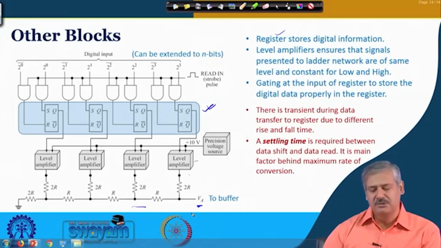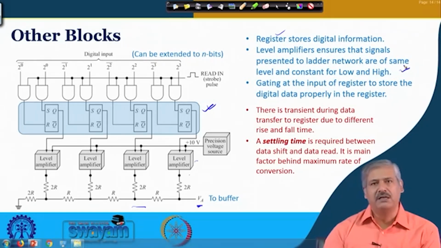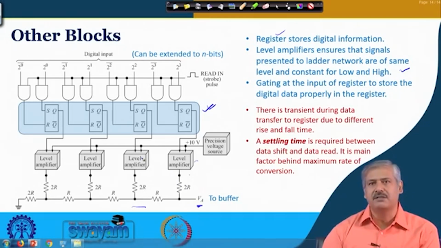Okay. So, to maintain the integrity, this is the job of the level amplifier, that the signals presented to the ladder network are of the same level and constant for low and high. So, it should not be that one is say 9.8 volt and another is 10.1 volt. It should not be like that, so small variations in the circuit are not acceptable. This needs to be ensured.